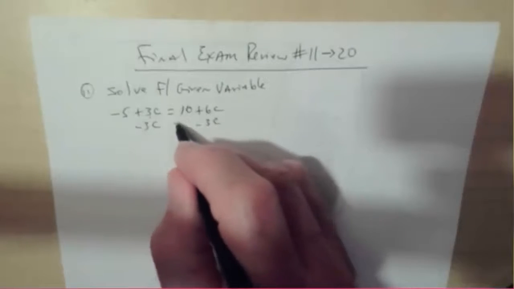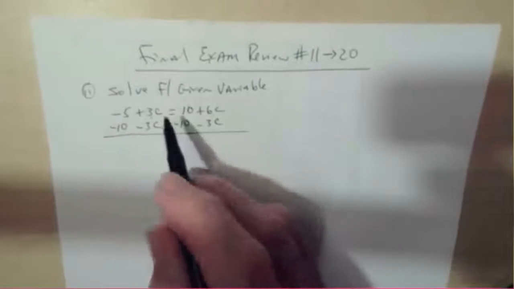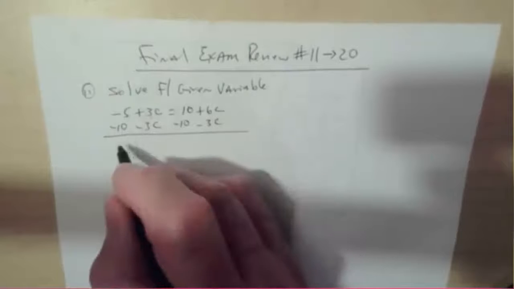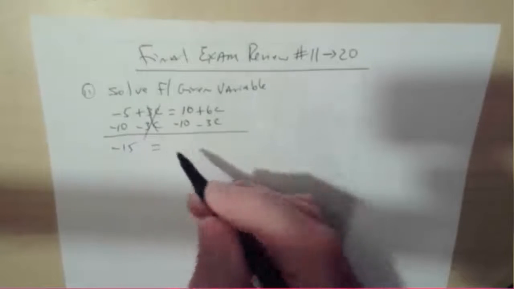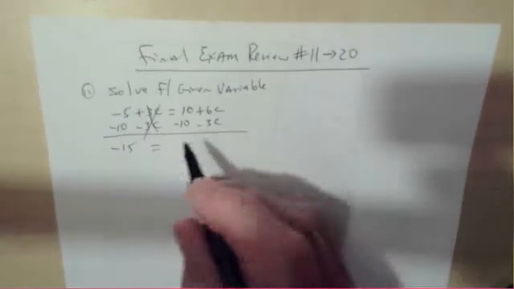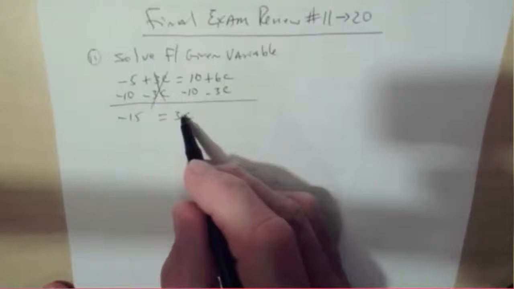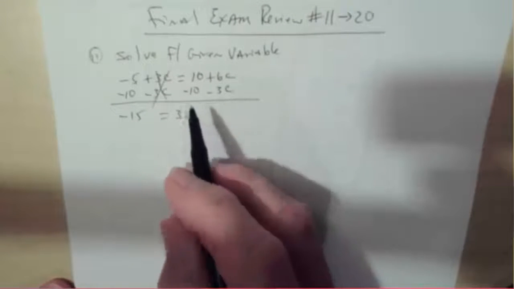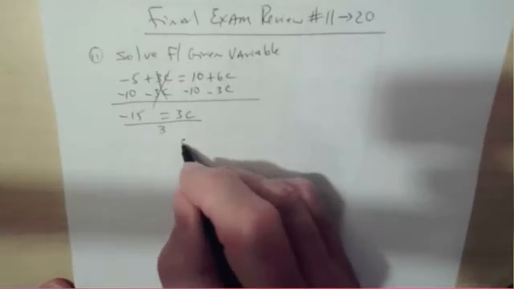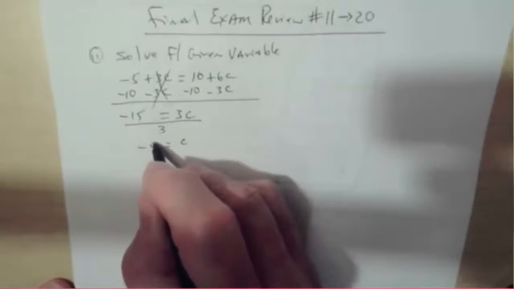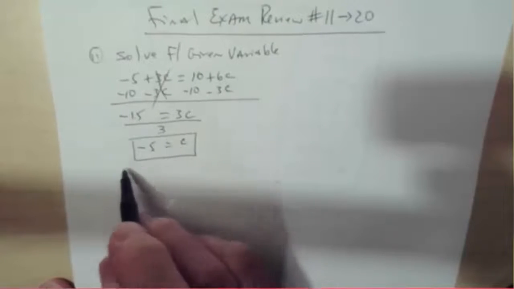If you want to, you can go ahead and move the 10 at the same time. Y'all are good enough with this now where you can do it. Negative 5 minus 10 is negative 15. That's gone. Equals 6c minus 3c is 3c. Now this is 3 times c, so how do we undo multiplication? Division. Divide by 3, so c equals negative 5. Negative 15 divided by 3, negative 5.